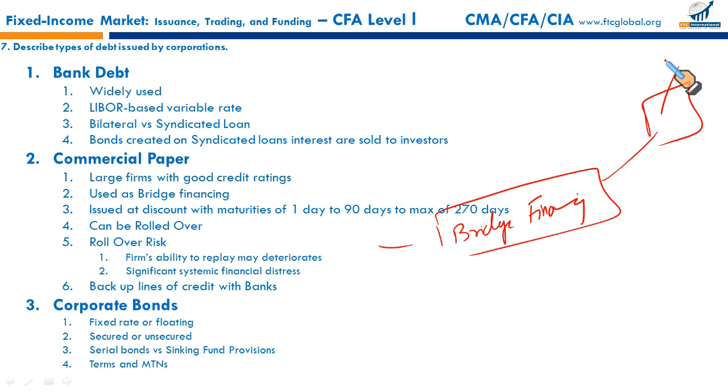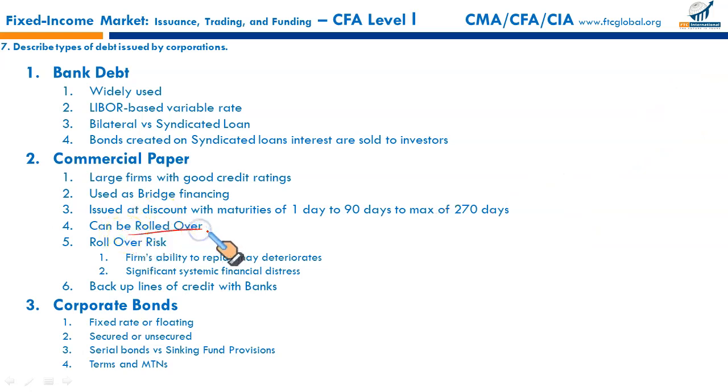So commercial paper could be rolled over. They can be rolled over, just like a loan that can be refinanced. Commercial paper can be rolled over as well. Like when I've issued paper for 90 days, it could be rolled over when it's about to mature for the next 90 days.